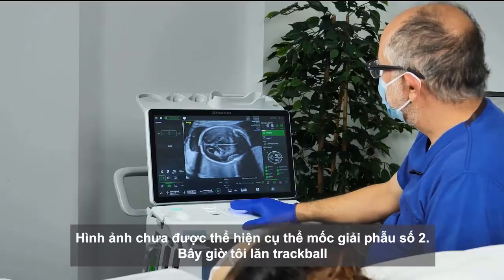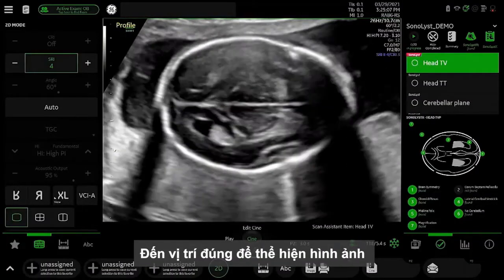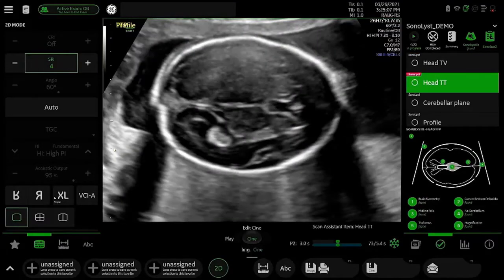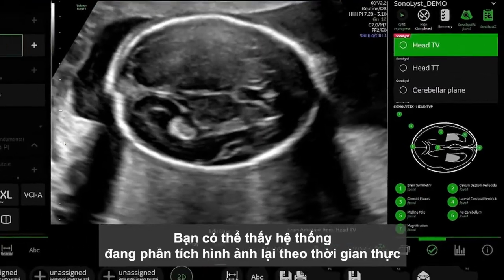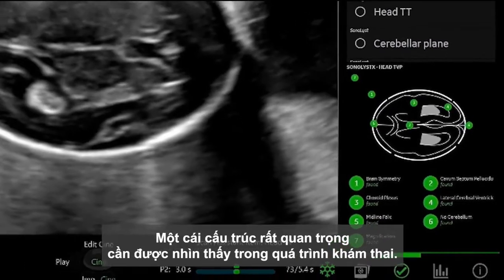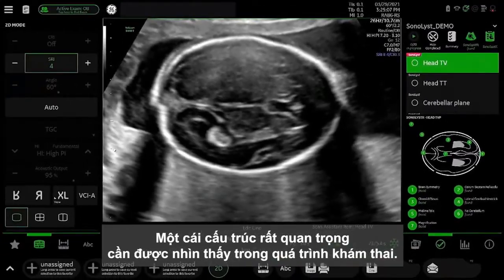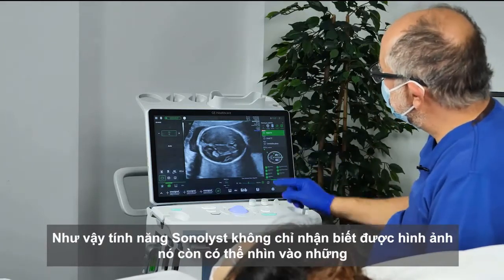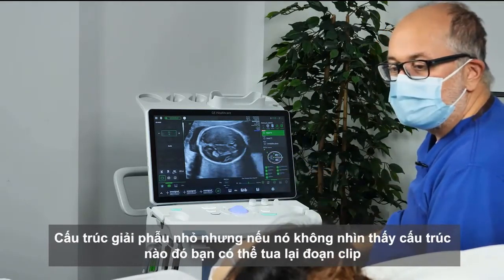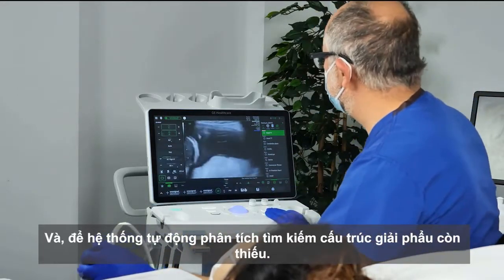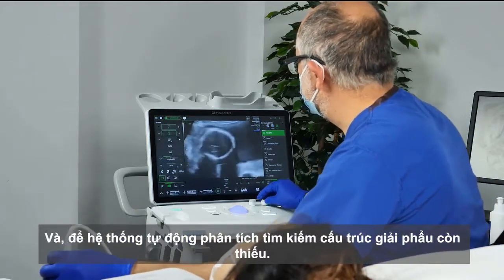I'm going to spool back now. I'm just going to spool back. I'm going to get to a place there. You see, I've gone back and it's reanalyzed the picture now. And it's saying, yep, now you can see that little structure, that cavum septum pellucidum, which is a really important structure to see during the examination. So there's a real time element as well to it. So not only is it recognizing the image, it's looking for all those little structures. But if it hasn't seen one, you can go through your little cine loop and discover the right image in there.